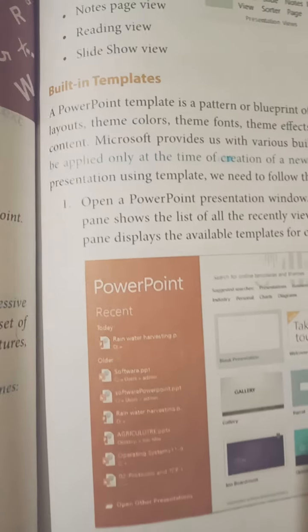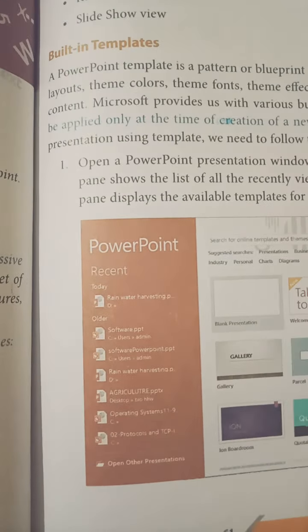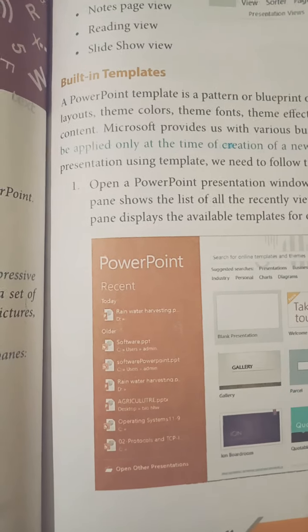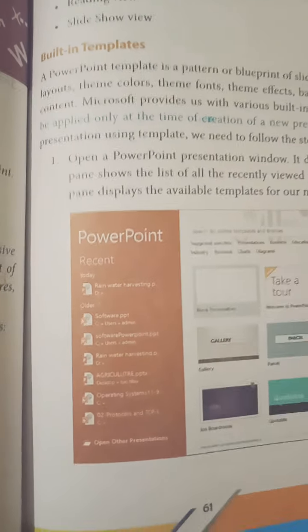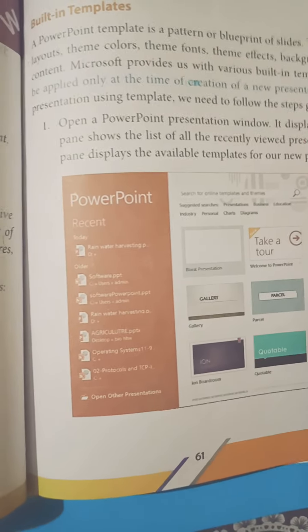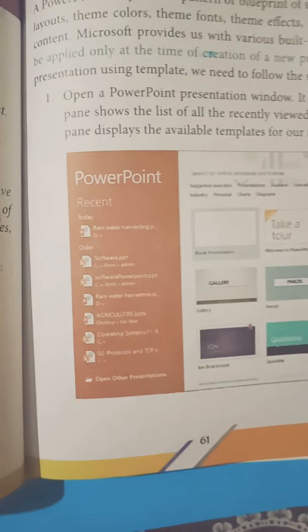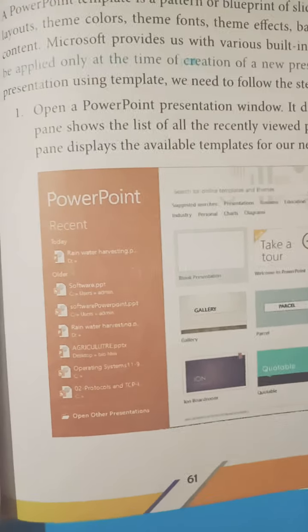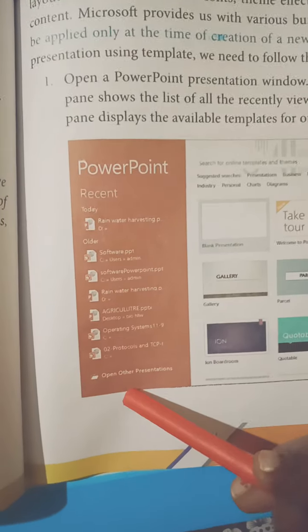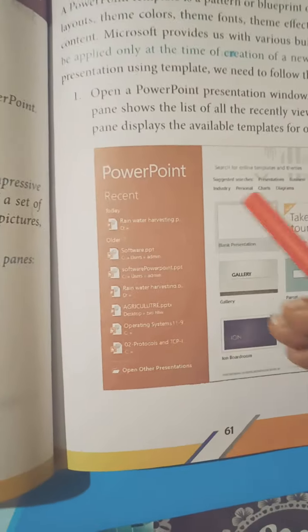Now the second thing is how we will open a PowerPoint presentation window. When we open a PowerPoint presentation window, you can see here different templates are available. It displays two panes. The left pane shows the list. You see here lists are available. List of all the recently viewed presentations. What are the presentations the user has viewed? The list is present on the left pane, and the right pane displays the templates. You can see here, this screen is present before you.